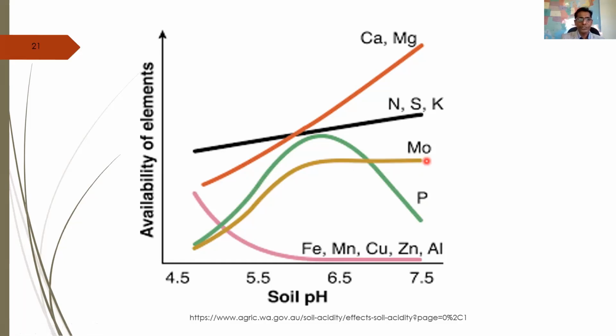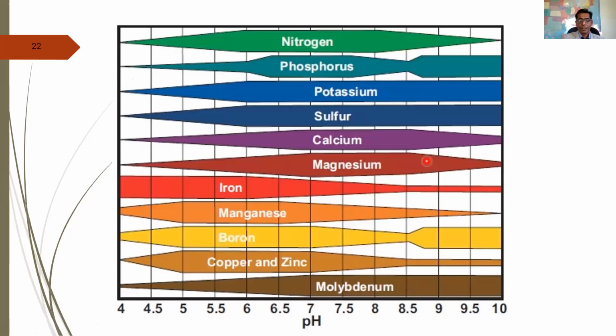This is one way to see it. Another diagram shows the same thing. We can see here that mostly nitrogen, phosphorus, potassium, sulfur, and calcium are basically available at a pH of around 6.5 to 7.5. Iron is a little bit acidic. Most of these micronutrients are available at a pH around 4.5 to 6, but they are not much available at higher pH, except for molybdenum.